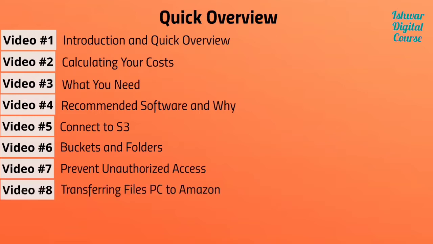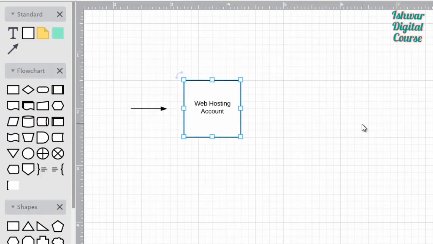Video number 8, we're going to talk about transferring files from the PC or your Mac to your Amazon S3 account. And of course, last but not least, video number 9, we're going to talk about getting the URL to each file. This is crucial, especially when you begin to build out your download pages. You need to have the direct link, right?